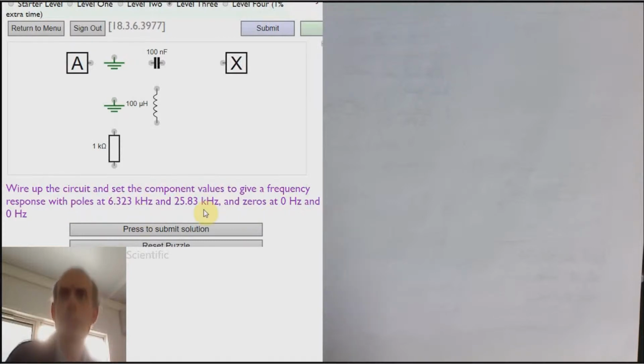And we see in this particular circuit we're asked for two zeros at 0 Hz and poles with break frequencies at 6.32 and 25.8 kHz. So, first thing is to decide what topology of circuit we're going to be using. And here, the fact that we've got two zeros at 0 Hz is a dead giveaway.